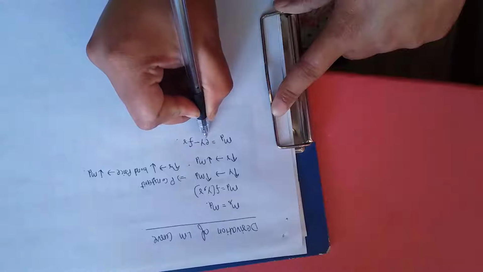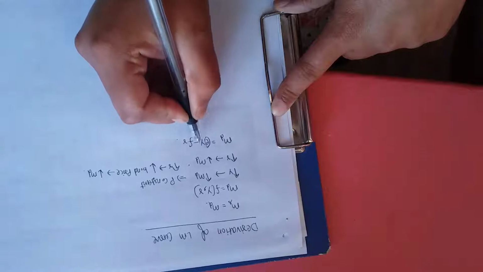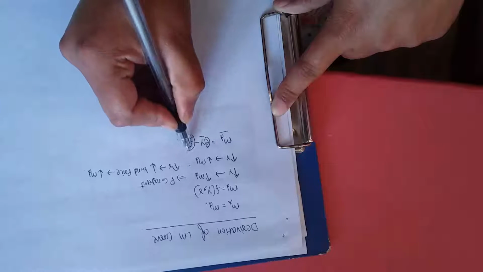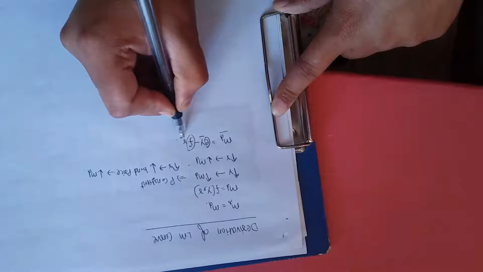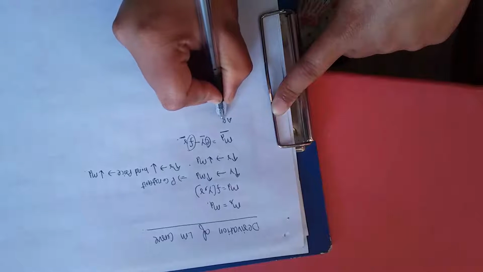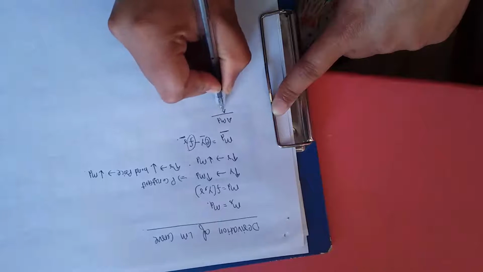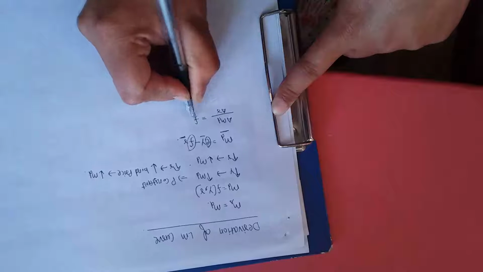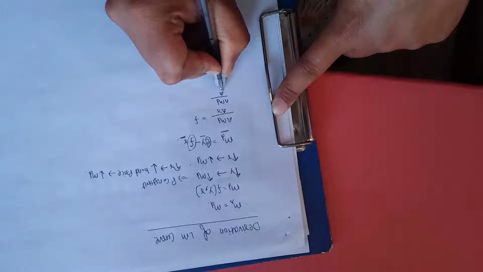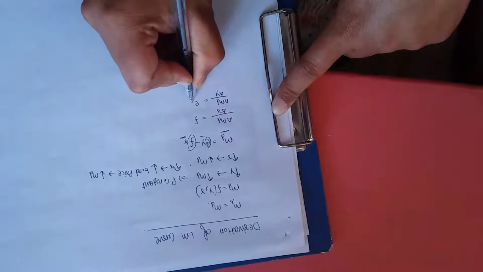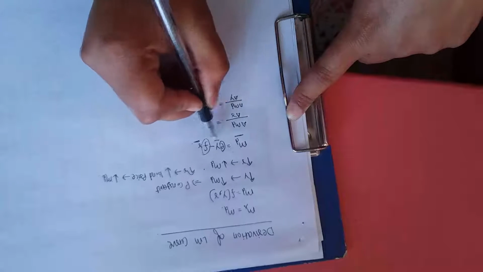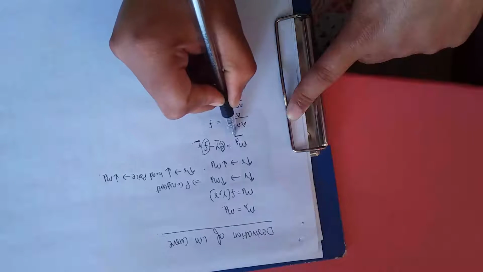Here E shows the responsiveness between income and money demand, and F shows the responsiveness between rate of interest and money demand. Change in money demand due to change in rate of interest is equal to F, and change in money demand divided by change in income is E. There is a negative relationship between rate of interest and money demand.